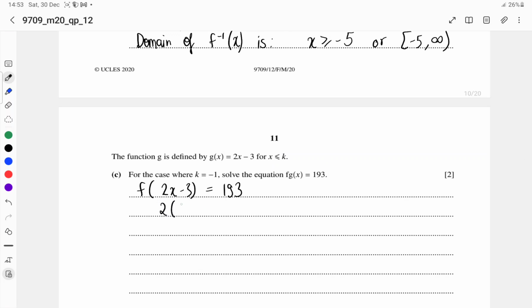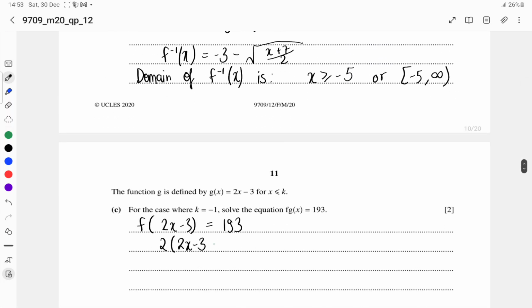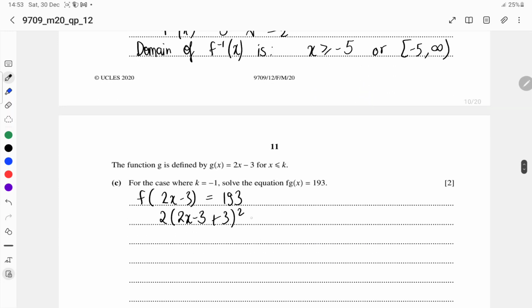2 times x plus 3, right? So in the place of x, we need to write 2x minus 3. 2x minus 3, x plus 3 whole square minus 7. This is what our function is. It's going to be 193.